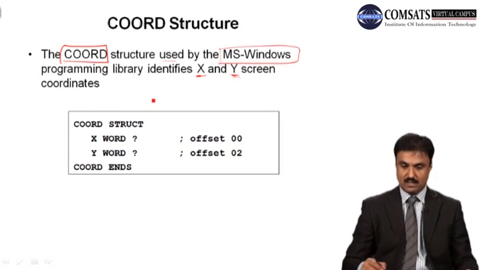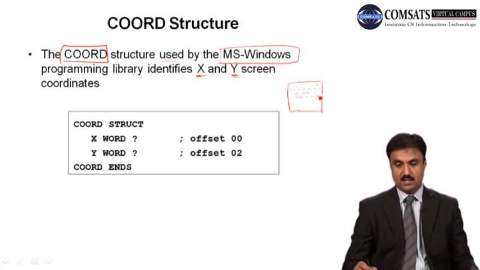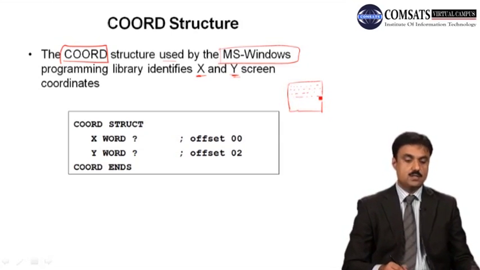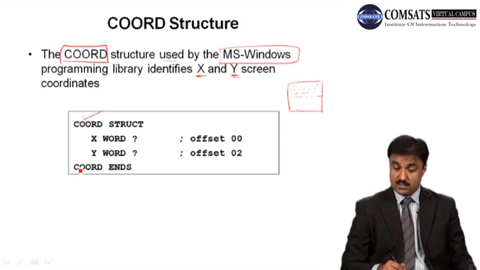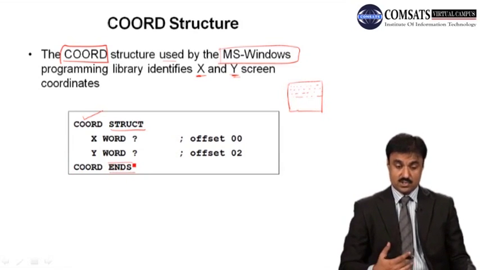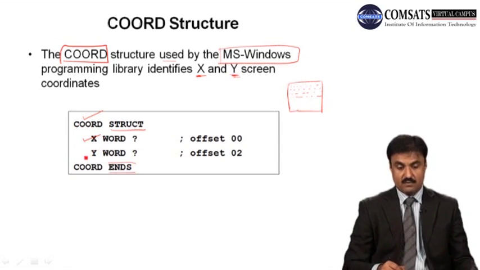So definitely our whole screen is divided into X and Y coordinates. There are pixels, and these pixels are defined by X and Y coordinates. You can even define a position by using this coordinate structure. So in this example, coordinate is the name of the structure. The STRUCT keyword or directive declares or defines that this is the structure. There are two variables or two fields or two members, X and Y.